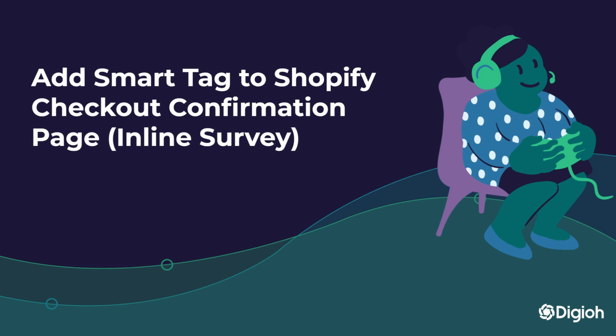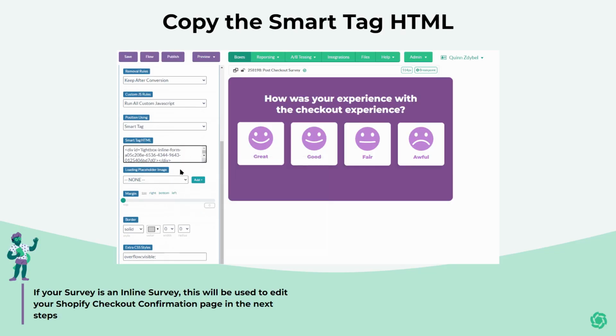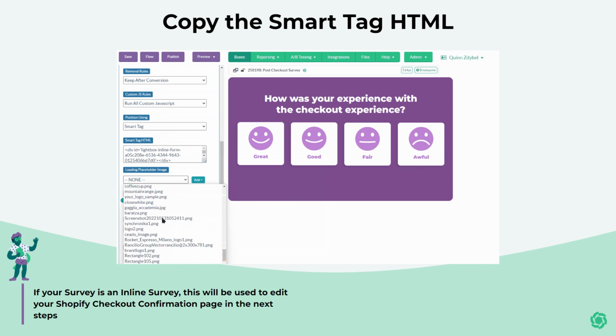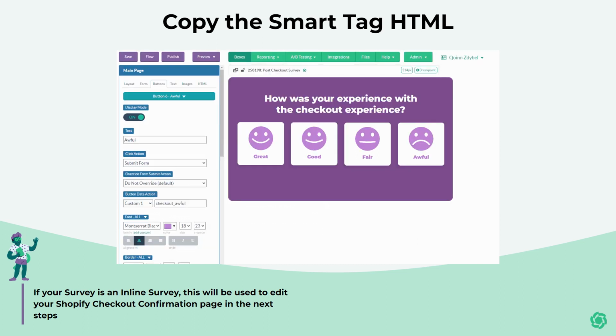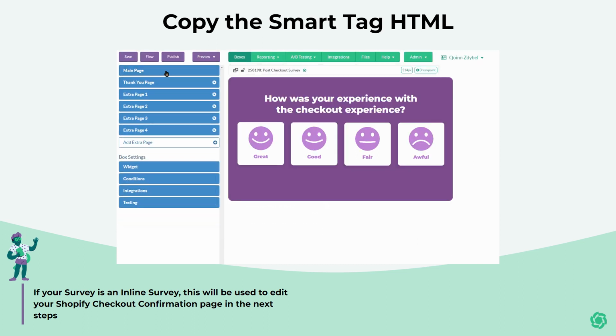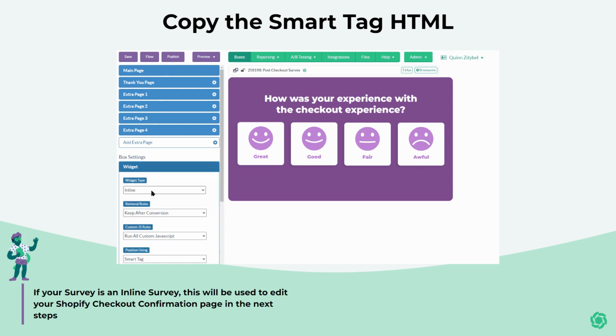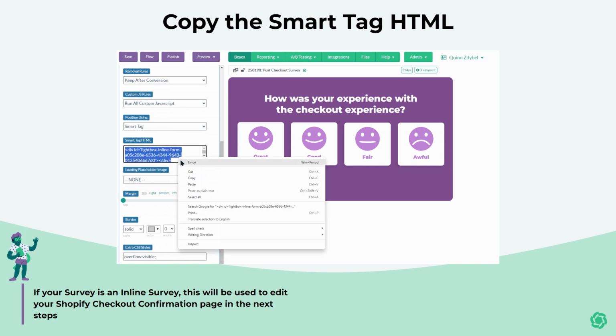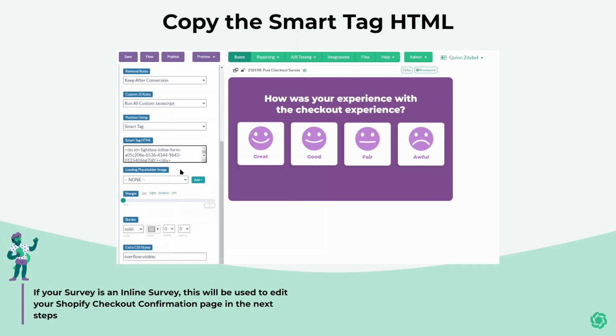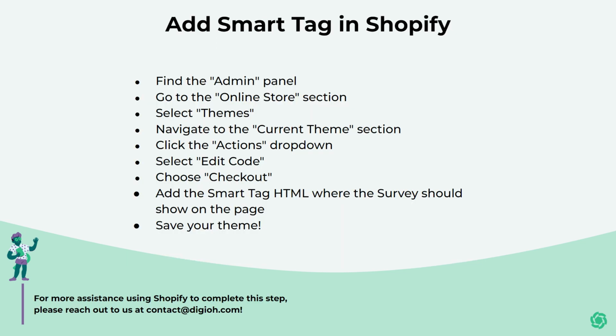For an inline, you will also need to add a smart tag to your Shopify checkout confirmation page. We start by going to the editor, to the widget tab, and copying the smart tag HTML. While you're here, you may notice there's a loading placeholder image option. This is for any users that may be in a location that has a slow load time and allows you to put a GIF or image at the loading site of the survey so that the users know that something is indeed loading and is worth the wait.